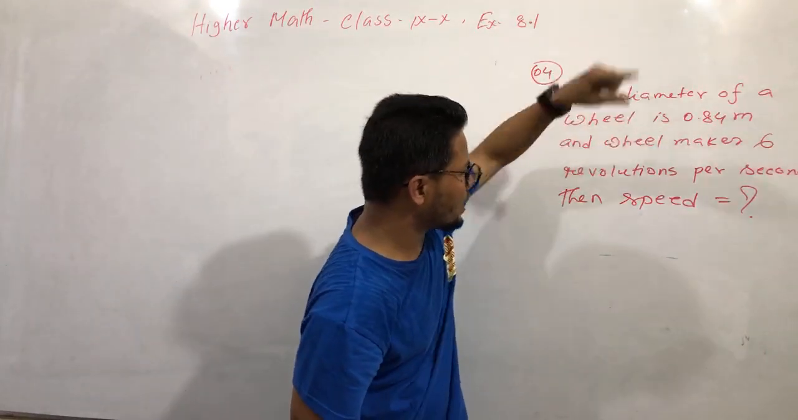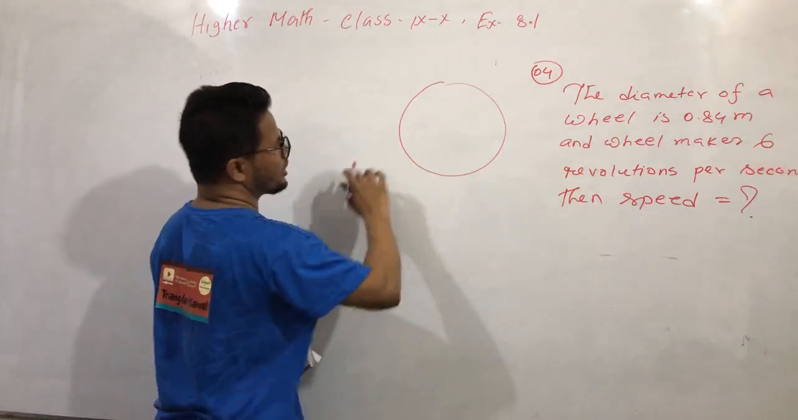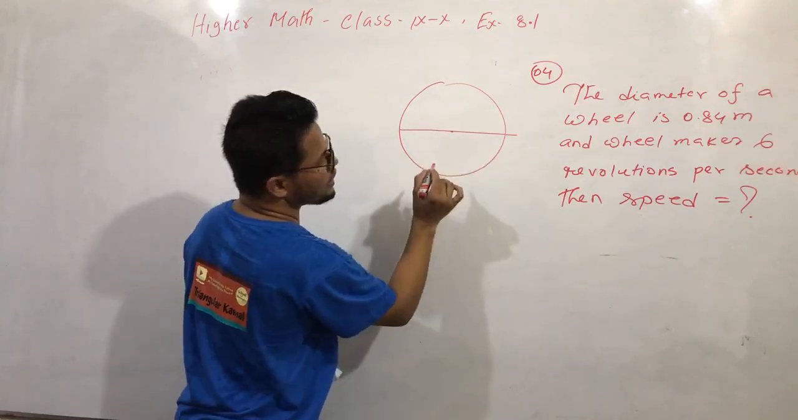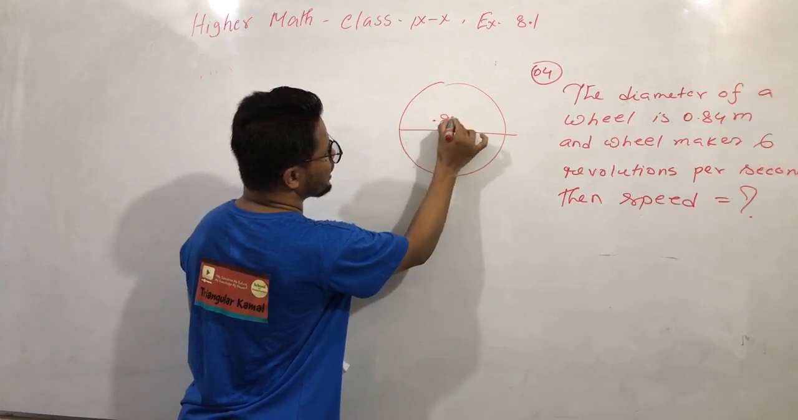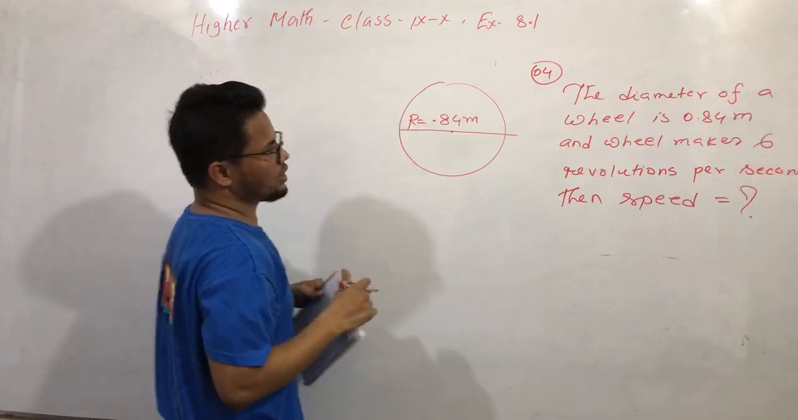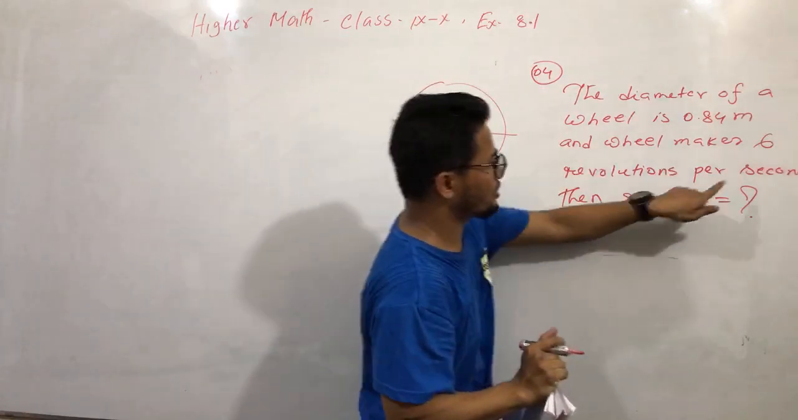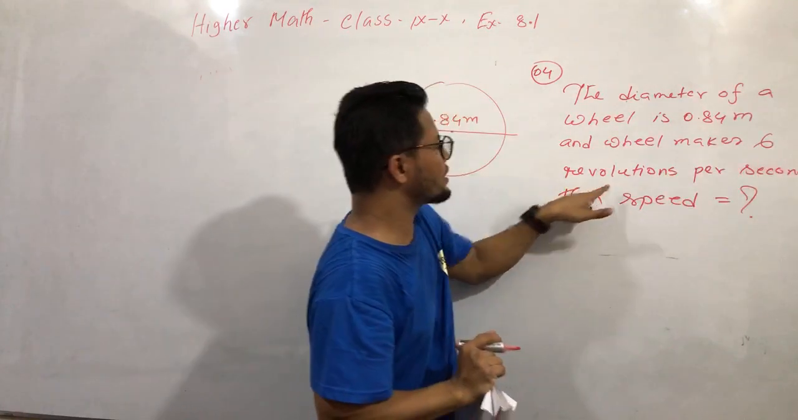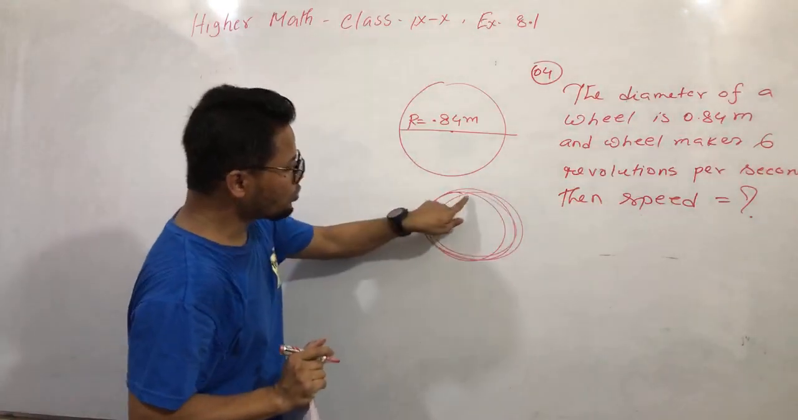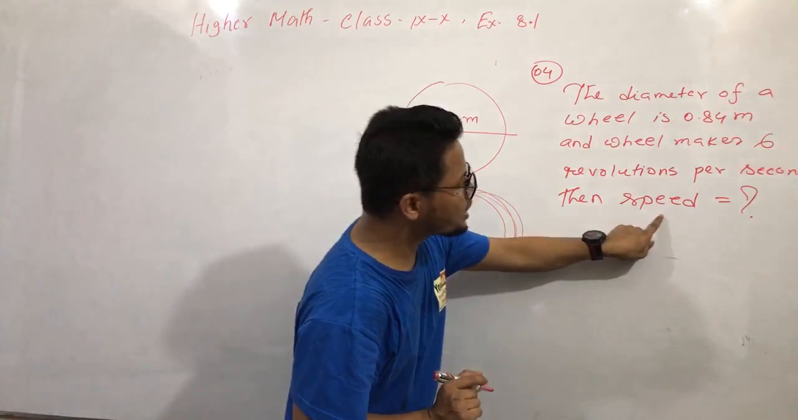Diameter of a wheel, if we imagine the wheel of a car here, the diameter is 0.84 meter. This is the diameter, and within 1 second it revolves 6 times. Per second it revolves 6 times, that is, in 1 second it moves 6 times. Then what is the speed of the car?